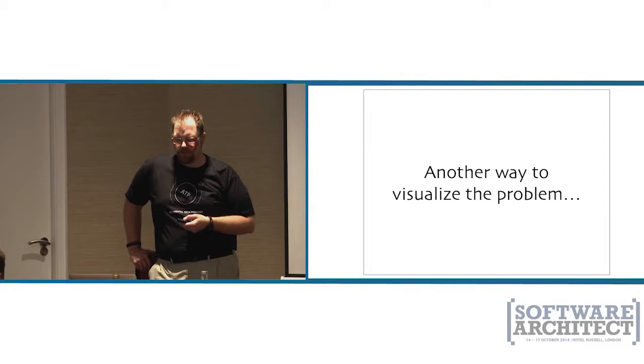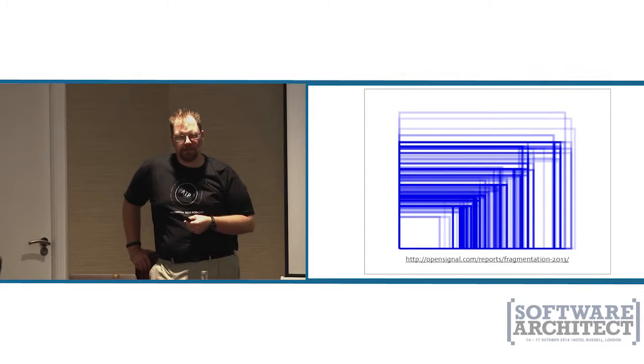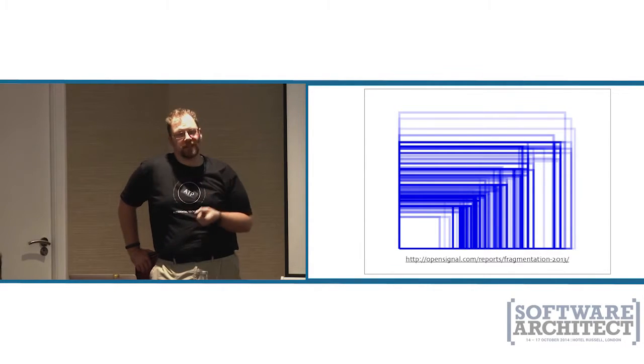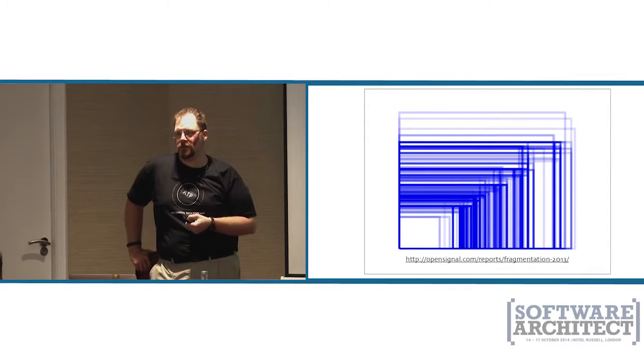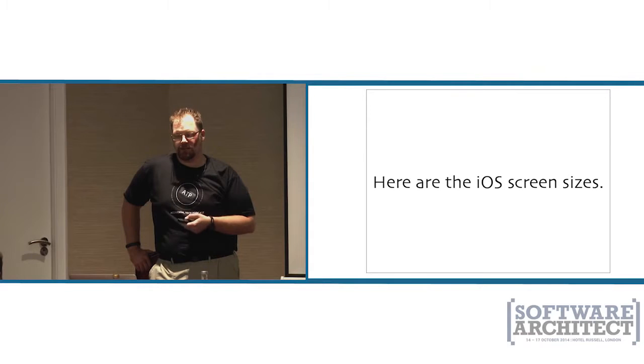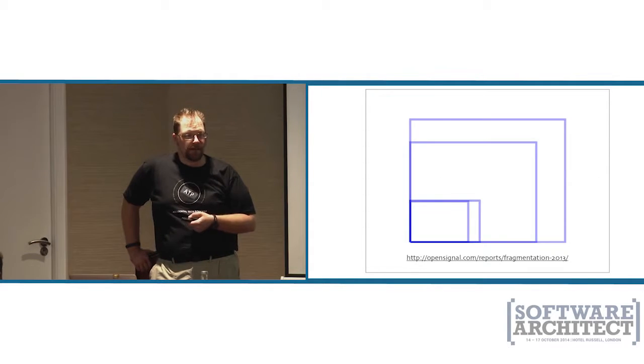OpenSignal had another way of visualizing this. They put out this thing. This is the typical Android screen sizes. This is why it's really hard to do Android first for a lot of people. It's like, where do you start? What do we focus on? What would our breakpoints even be? Now, until a month ago, the iOS screen sizes were very easy. They looked like this. Now they've got 2 more lines on there.